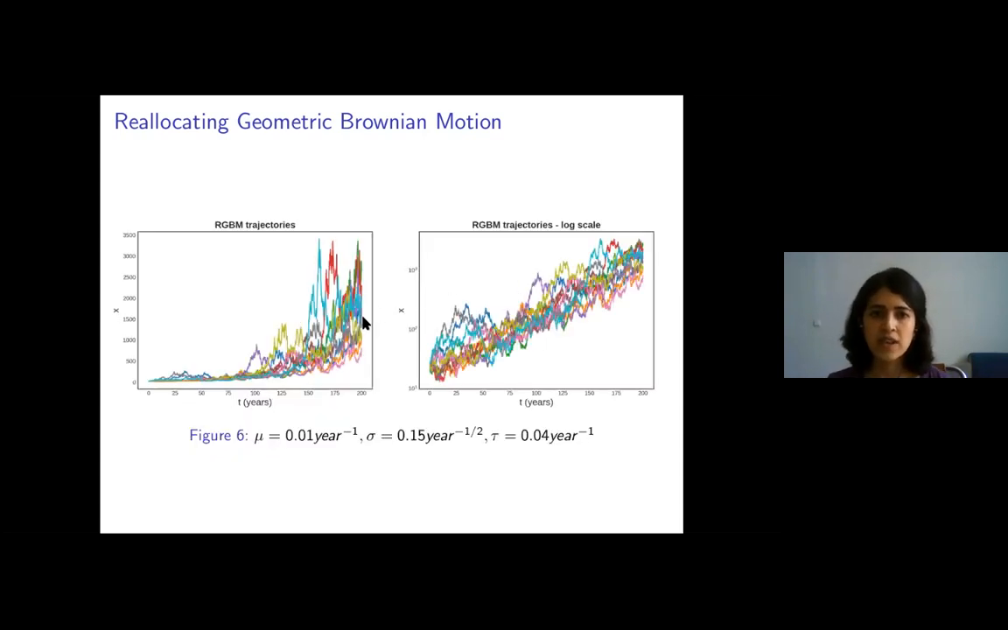Again, as we had for GBM, we can plot the trajectories for a population sample. The parameters that are used here are similar, and we also have this new parameter tau, which is positive in this case. You can see that visually, these trajectories are quite different from the GBM case. We don't have that expanding envelope of the wealth over time.